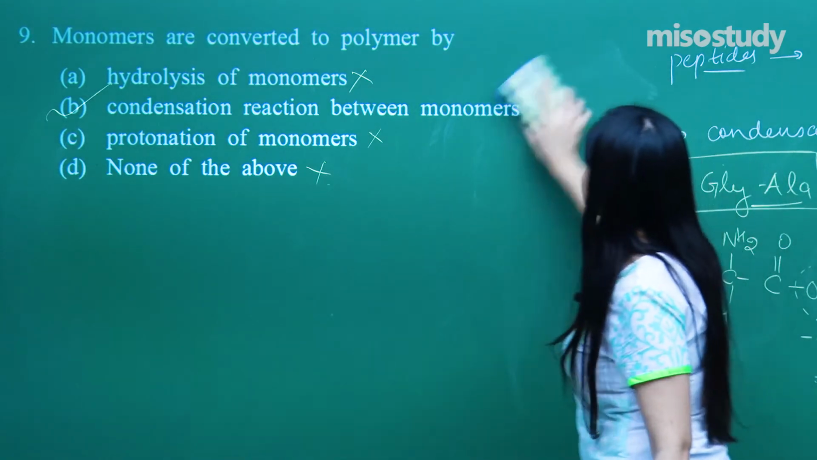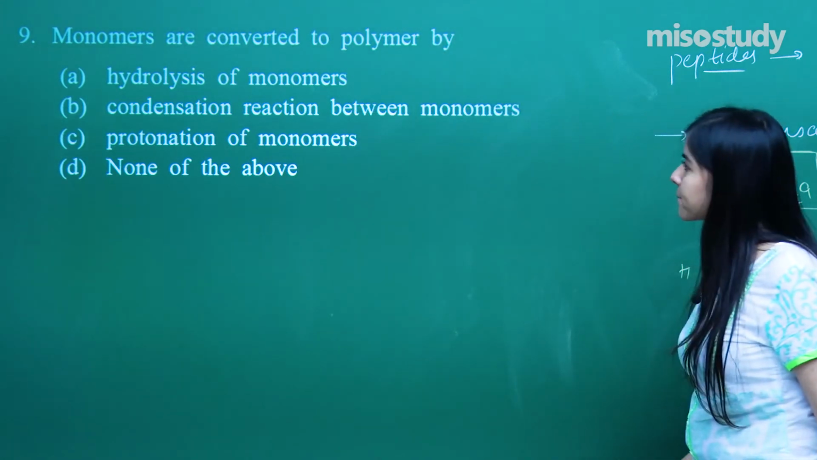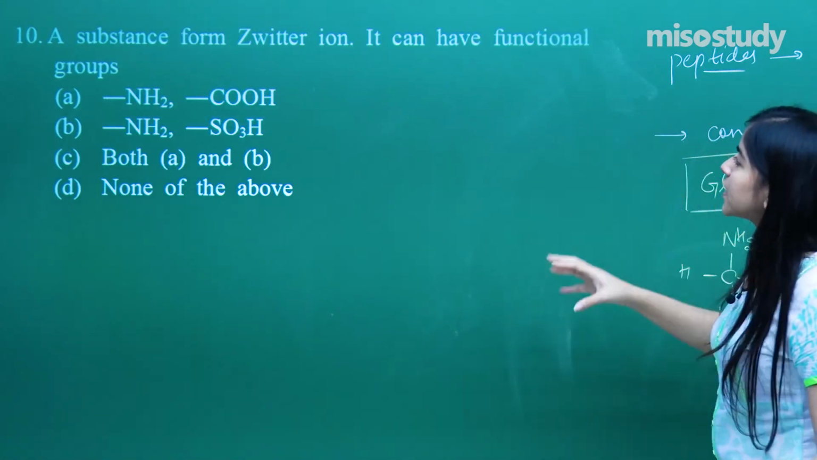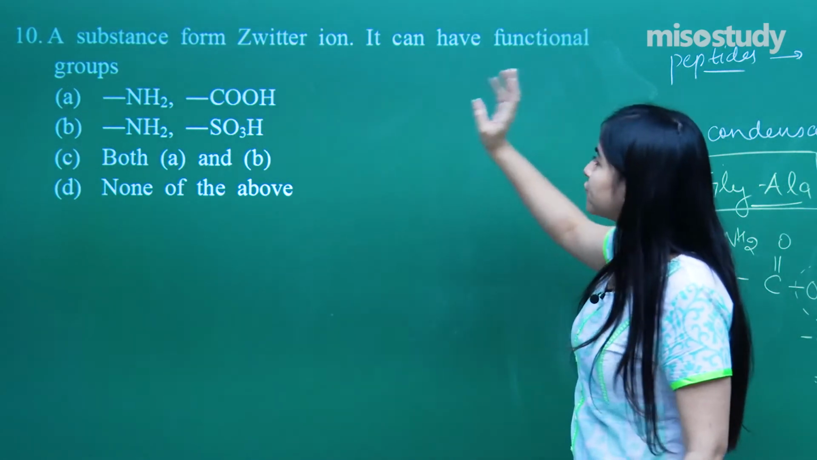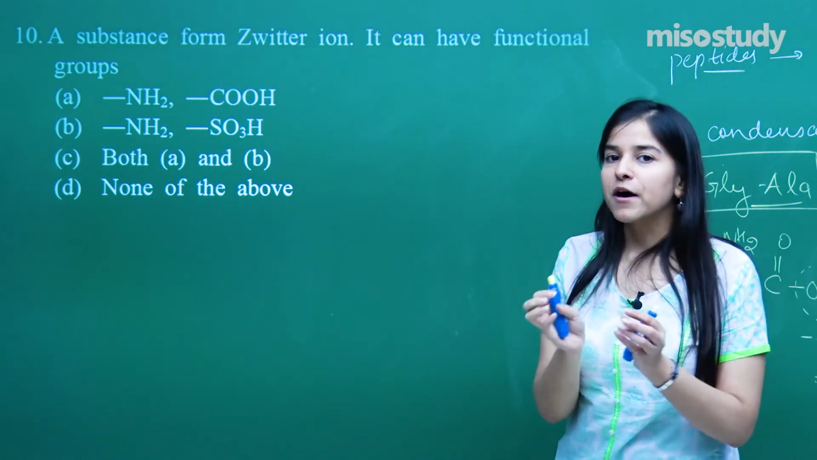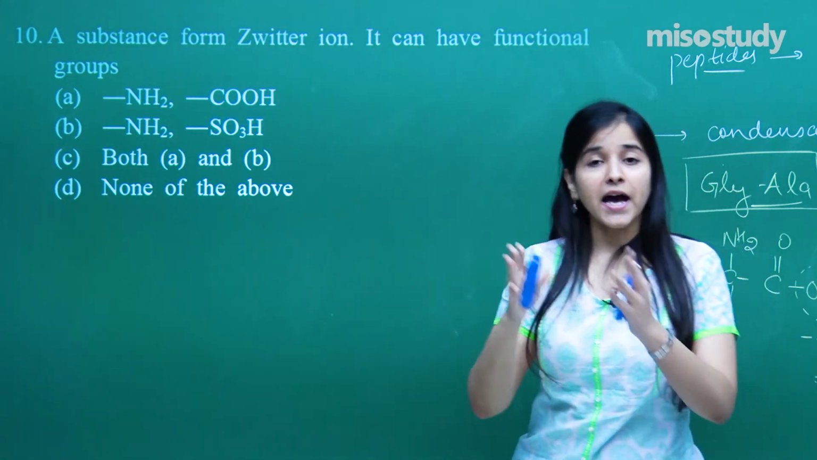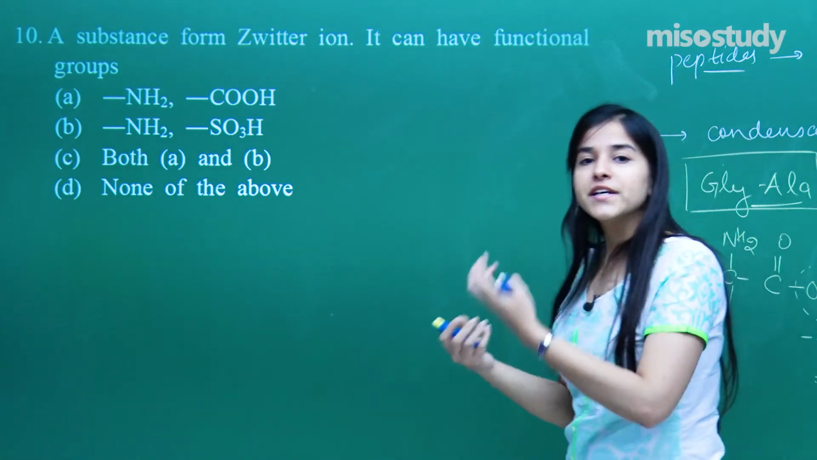Now let's move on to the very last question. What do we have? A substance forms a Zwitter ion. It can have functional groups. So what is a Zwitter ion? Whenever a compound contains a basic part as well as an acidic part. So how does the Zwitter ion actually get formed?